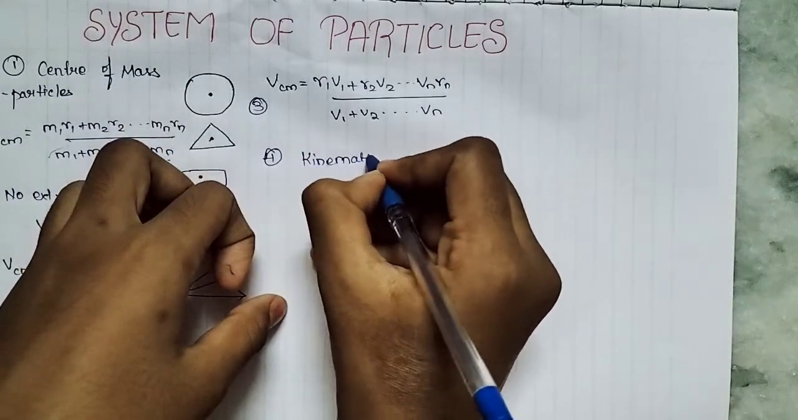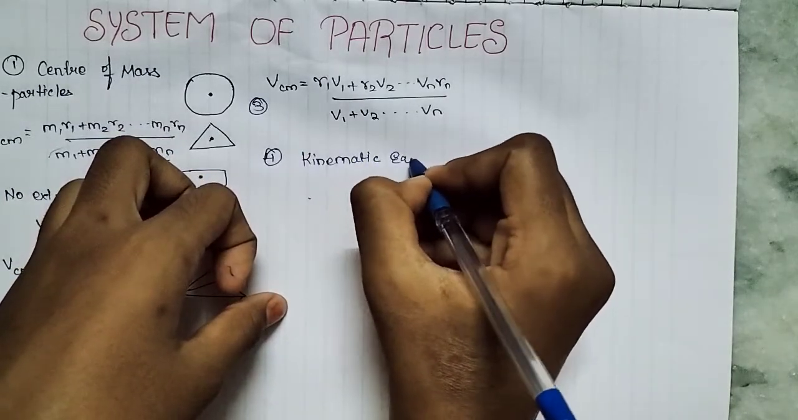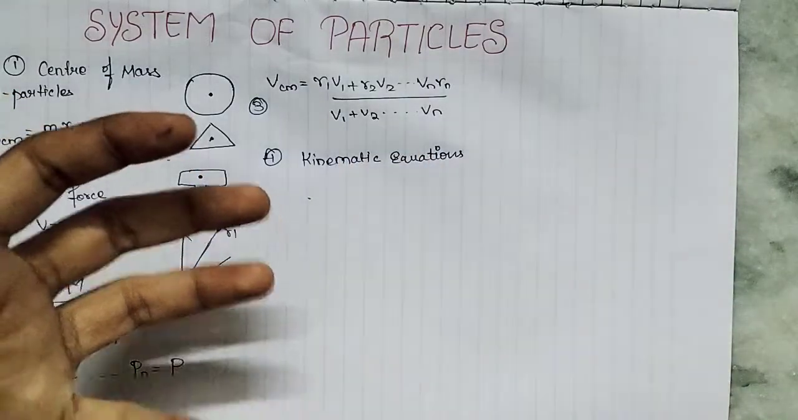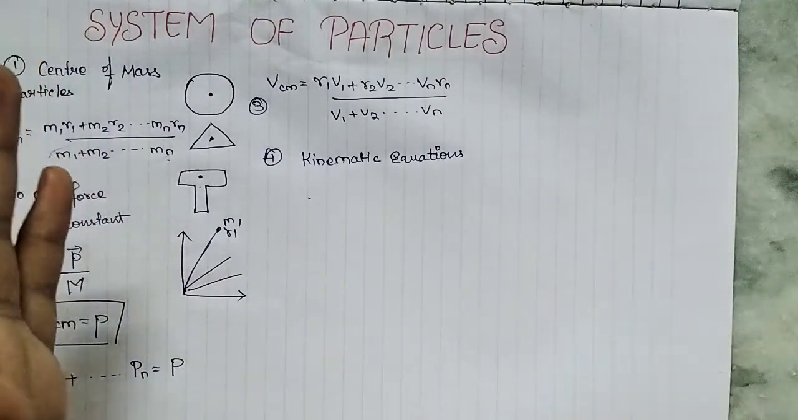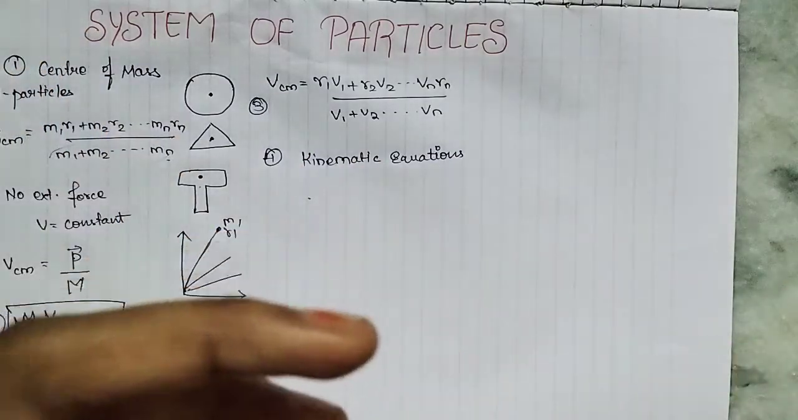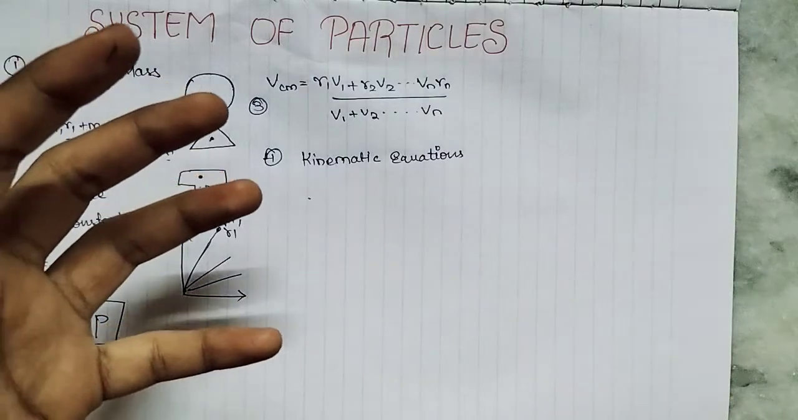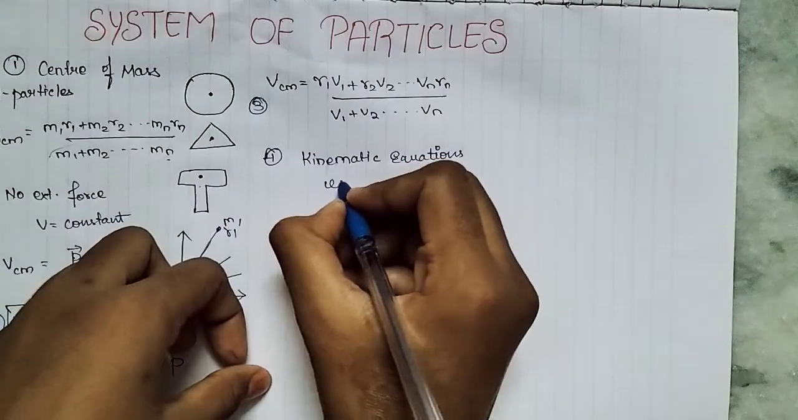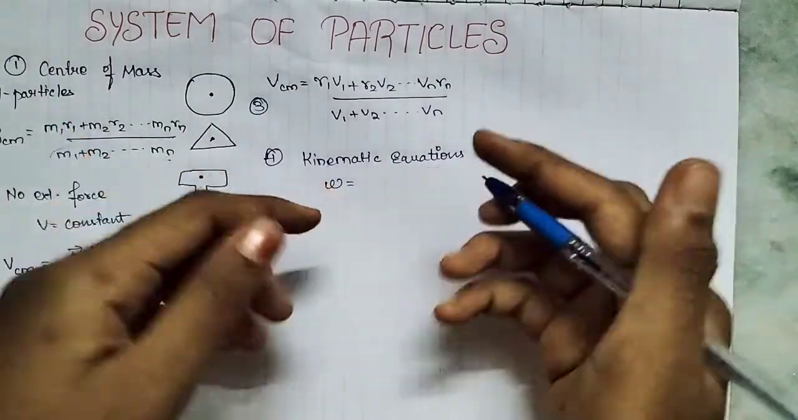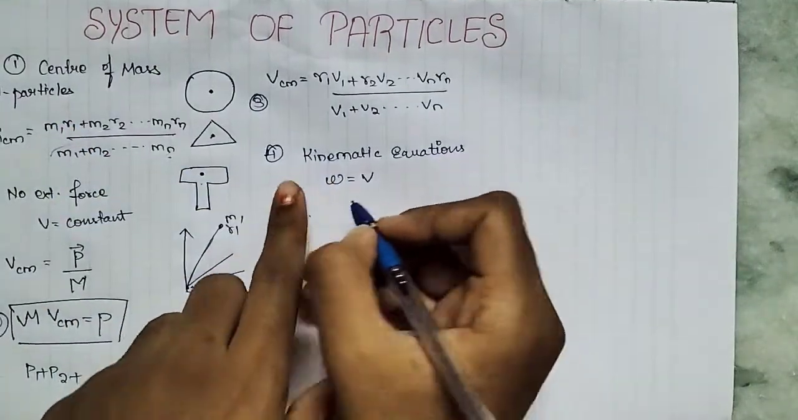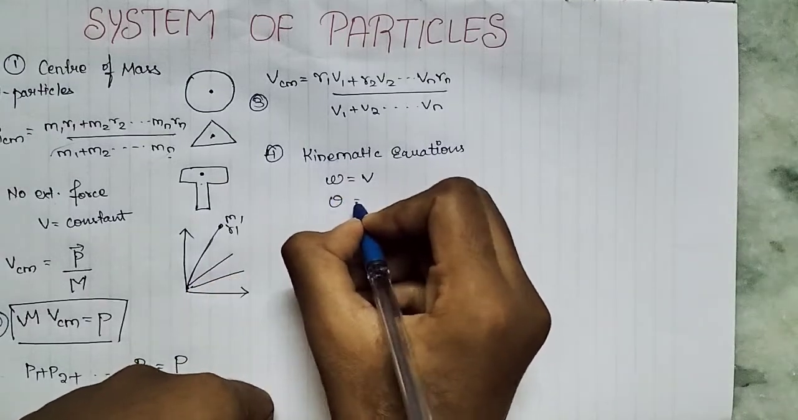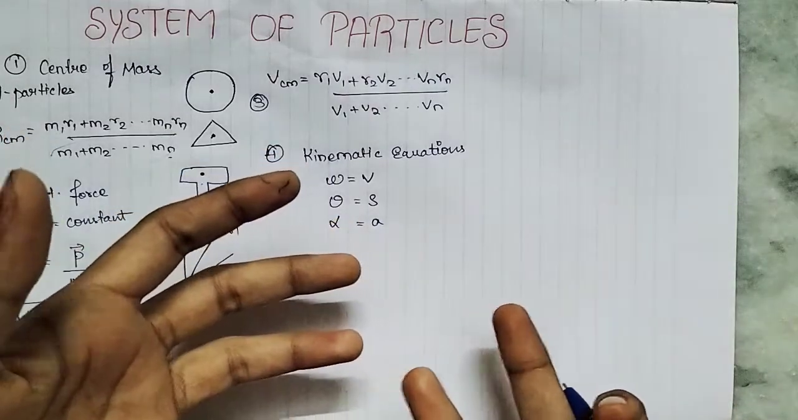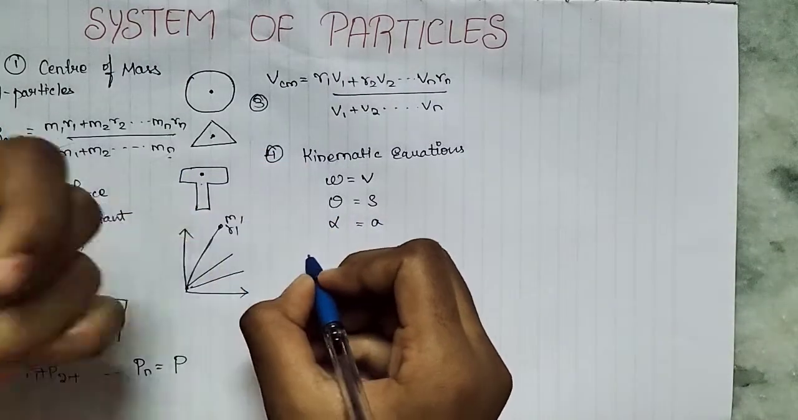Kinematic equations. You already know what omega, alpha, and theta are. They are the angular counterparts of the linear systems. Omega is the angular counterpart of velocity, theta is the angular counterpart of displacement, and alpha is the angular counterpart of acceleration. So how can I write the first equation of motion?